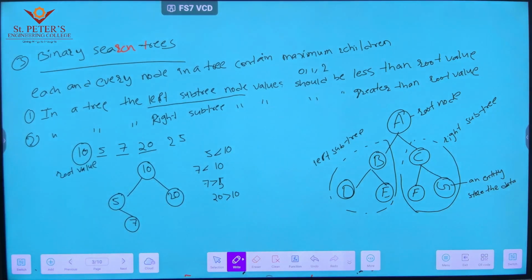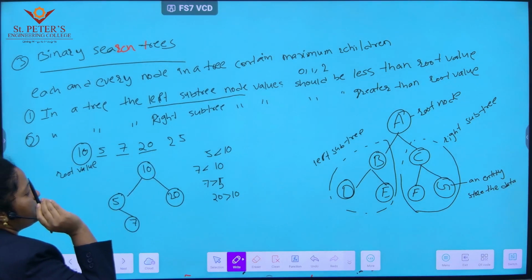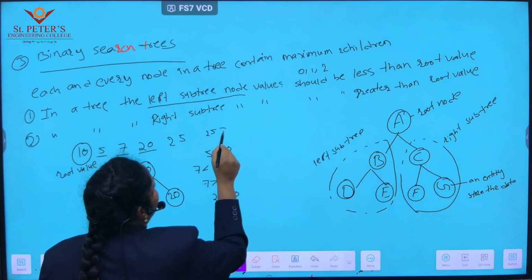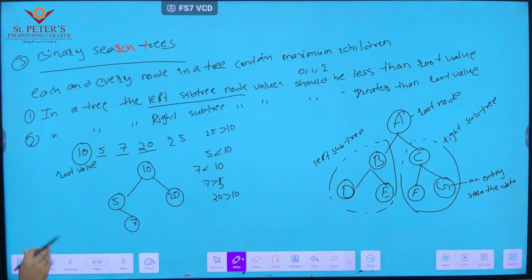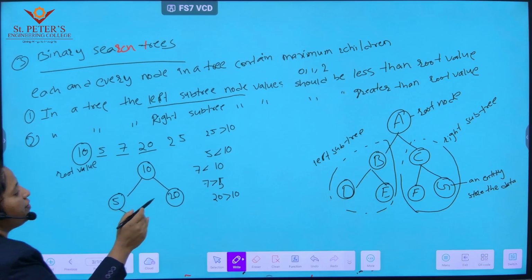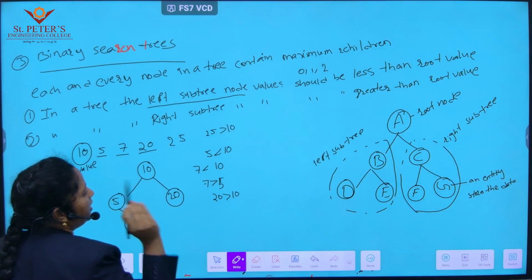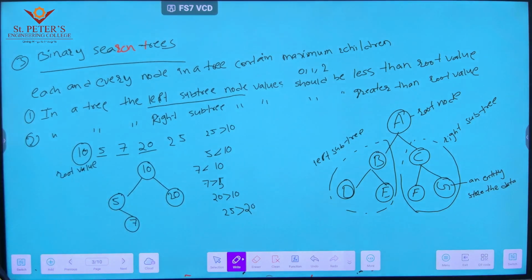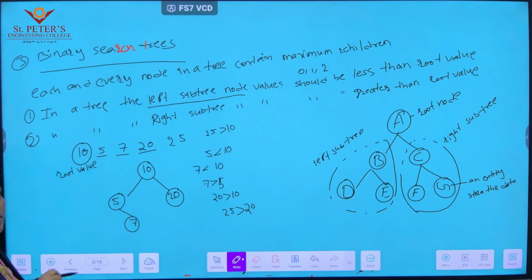Okay, next 25. Again, compare 25 with 10 first, with our root value. 25 is greater than 10, then directly come to the right part. In the right part we already have 20, and again we need to compare 25 with 20. 25 is greater than 20, so we need to place that 25 at the right of the 20, not the left of the 20.